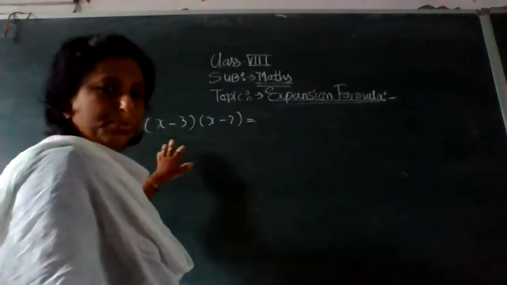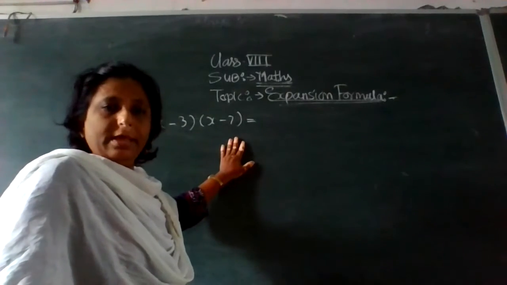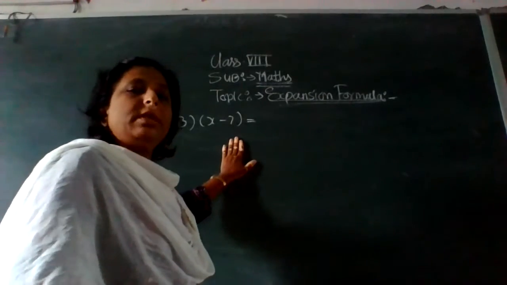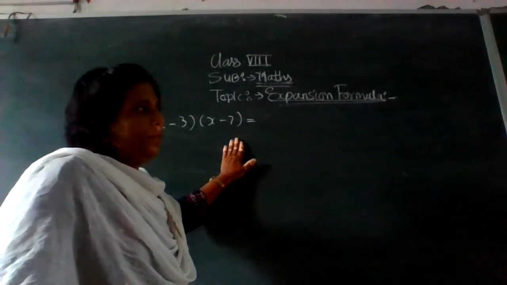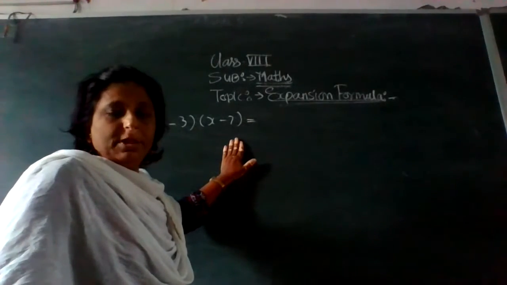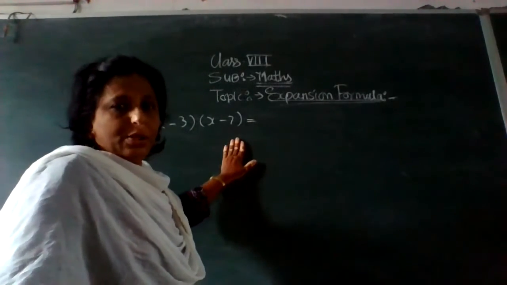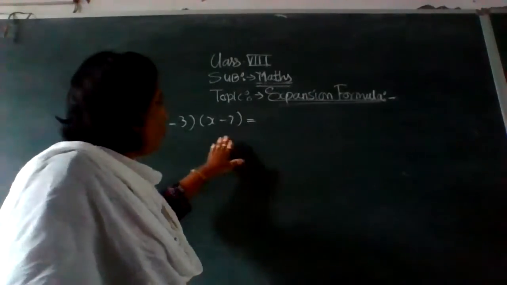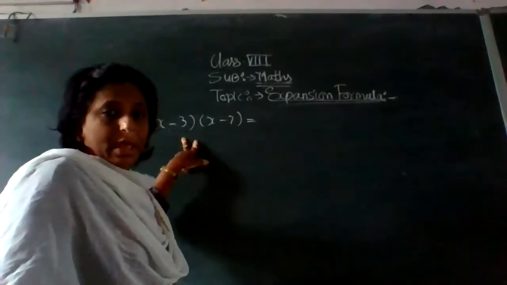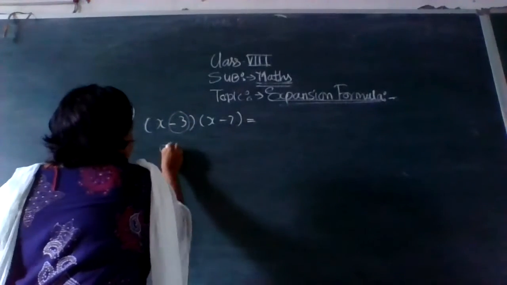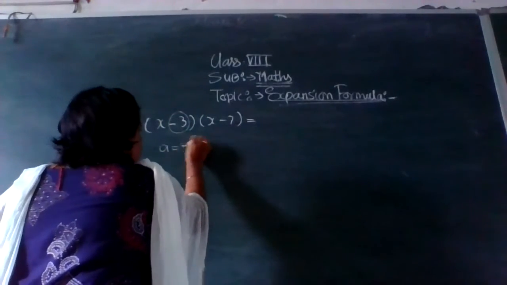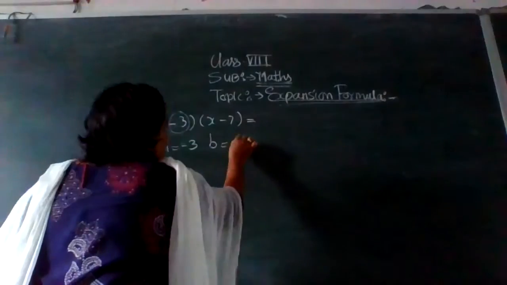Now look here, both are negative. So again we will use the same formula, that is (x plus a)(x plus b) is equal to x square plus (a plus b)x plus a into b. Okay, so what is the value of a here? Now what is a here? a is minus 3. And b is minus 7.